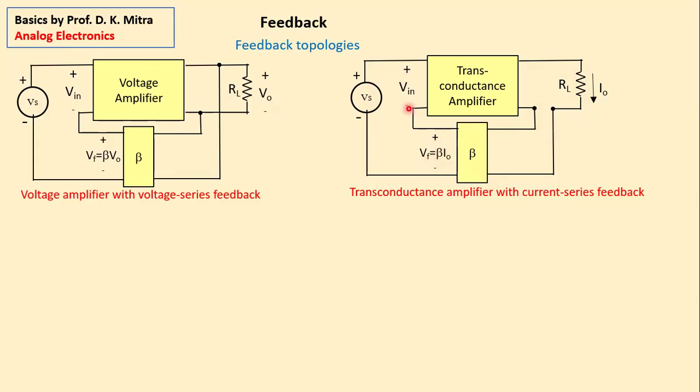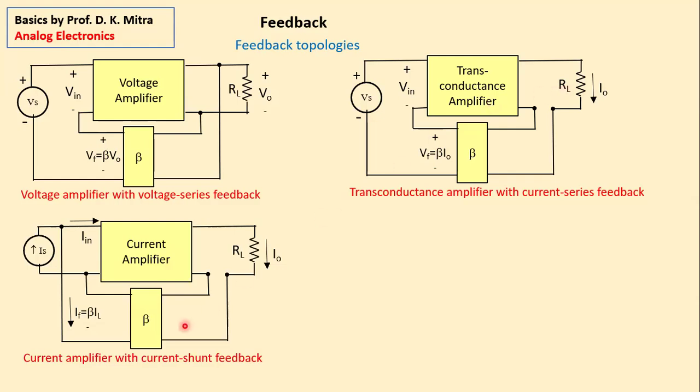So what will be the name of this? It will be series feedback, and feedback is based on the current. So current series feedback, and the amplifier is voltage input, current output, so a transconductance amplifier. So remember this schematic diagram, and actually in industry, you will not get feedback amplifiers looking like this. There is a complex amplifier. By looking at the amplifier and investigating it, you will have to find out what kind of feedback it is.